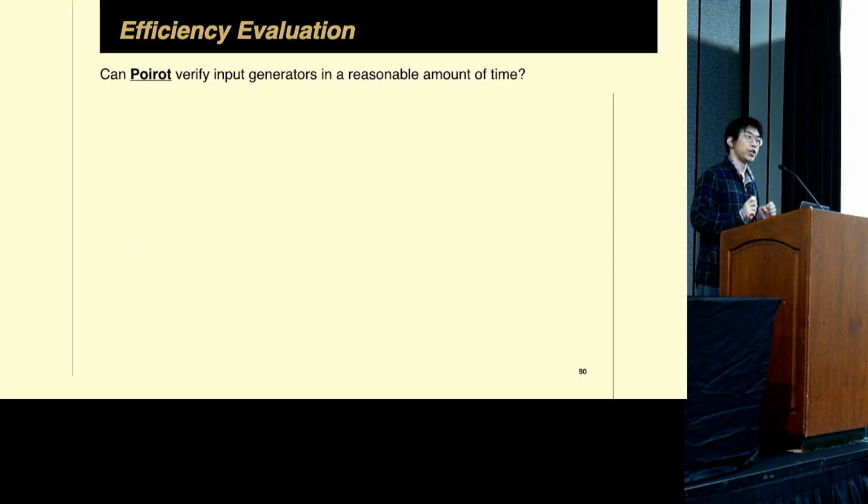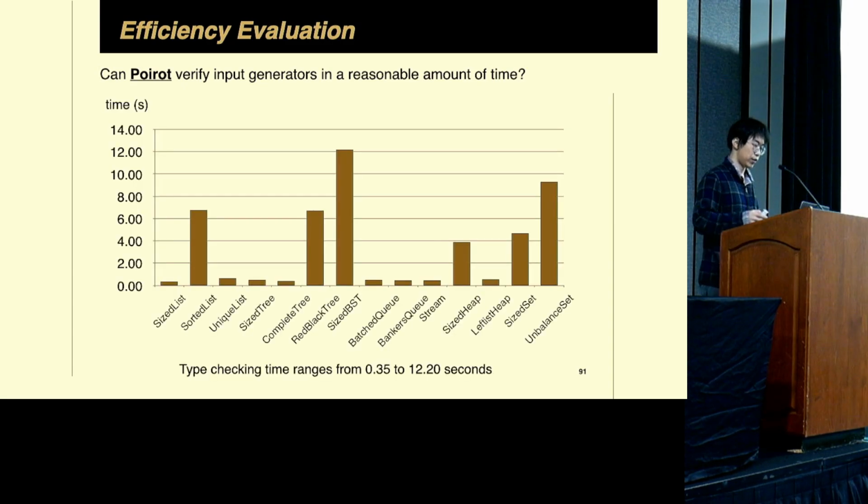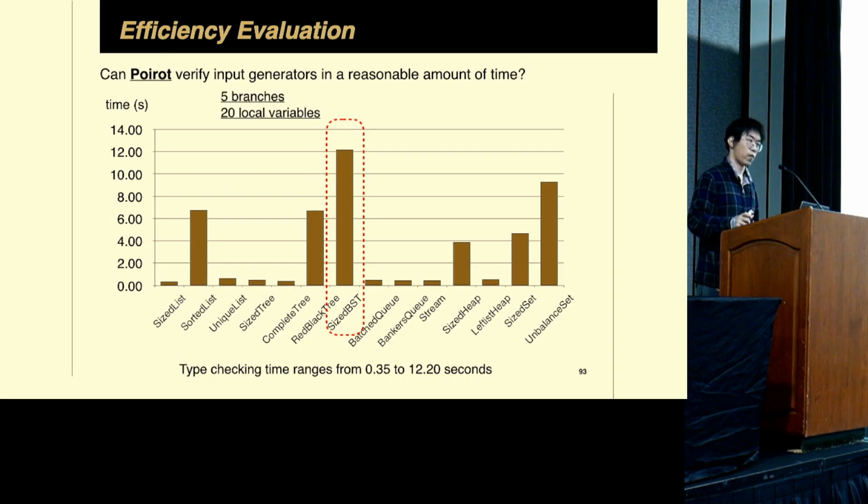The second question is about the efficiency. Can Purdue verify input generators in a reasonable amount of time? As we show in this bar chart, the type checking time of Purdue is no longer than 13 seconds, so that is efficient. So take a look at this benchmark. It takes a longer time. It's a size BST generator, and it has 5 different branches and 20 local variables.